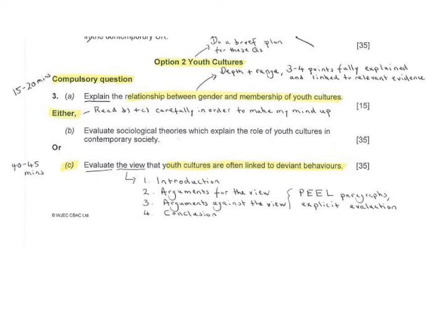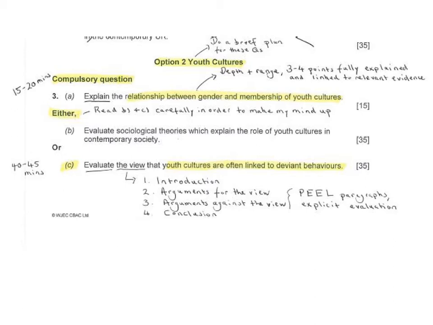So option 2, as we can see here, is on youth cultures, and for these questions I would suggest that you do a brief plan for both of the questions. And you've got a 15-mark question that you have to do. You can see that this is a compulsory question, and I would recommend that you spend around about a minimum of 15 minutes on this particular question and a maximum of 20 minutes.